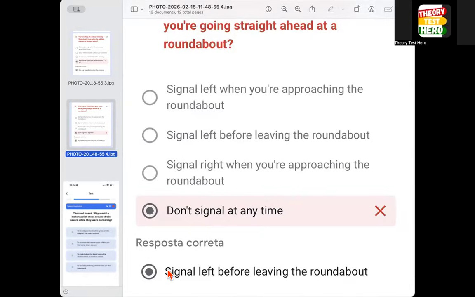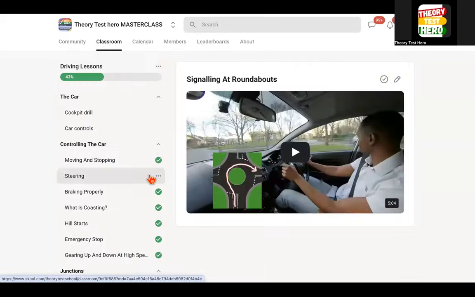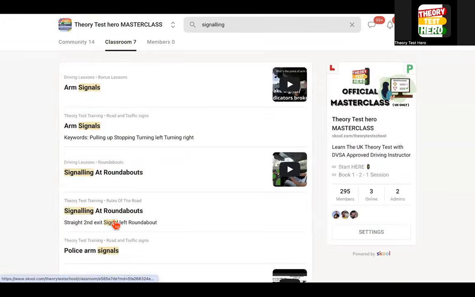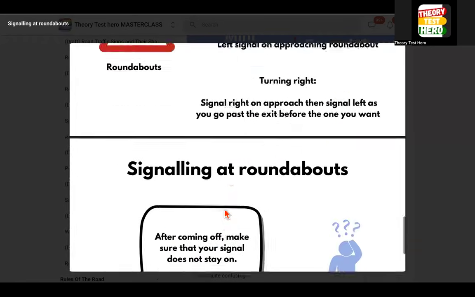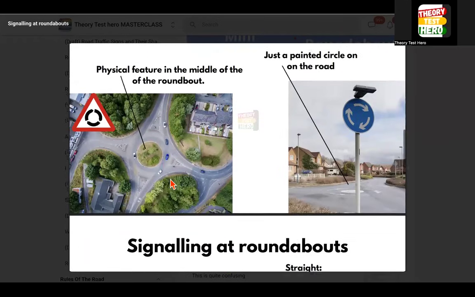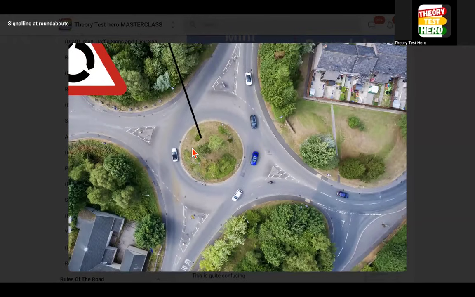So if you go back to our learning platform and type in signal, this is talking about signaling at roundabouts. Okay, so we have this roundabout here. And when it's talking about going straight or second exit on this roundabout, let's say you're coming from this direction here, second exit or straight will be this exit here. And it's asking, how do you signal for that? And the answer would be you'd signal left around here somewhere.